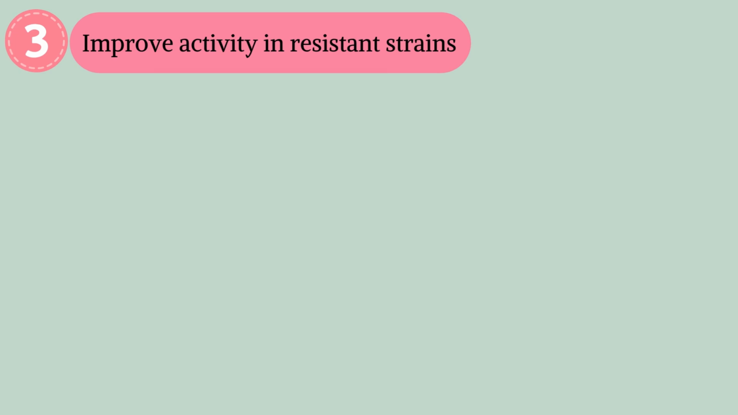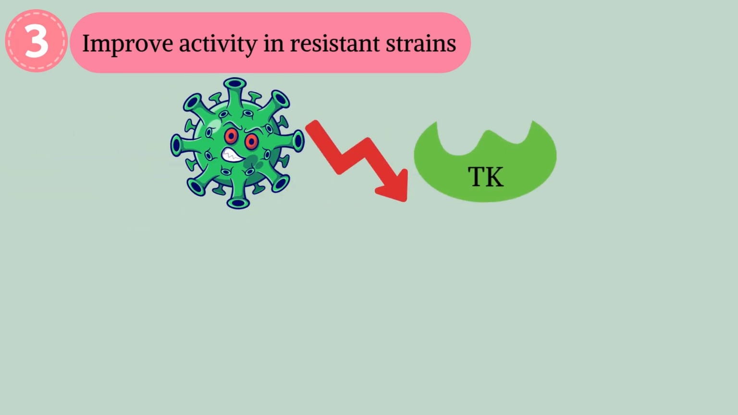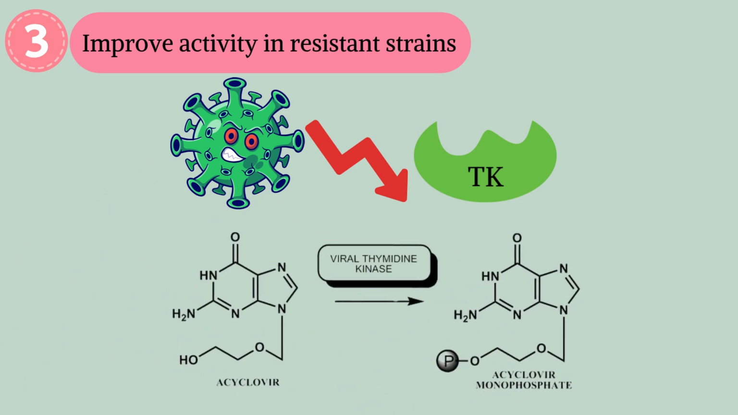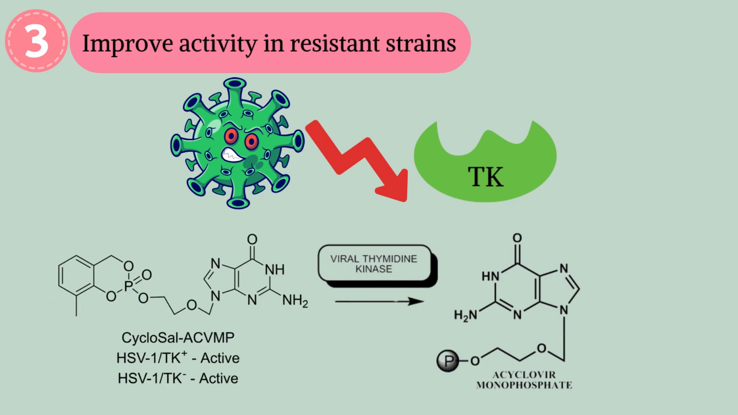In the case of antiviral drugs like acyclovir, viral resistance often involves mutations in thymidine kinase, the enzyme responsible for the first phosphorylation step in the activation of acyclovir. CycloSal derivatives bypass this step by delivering the monophosphorylated form directly, reducing dependence on thymidine kinase for activation.